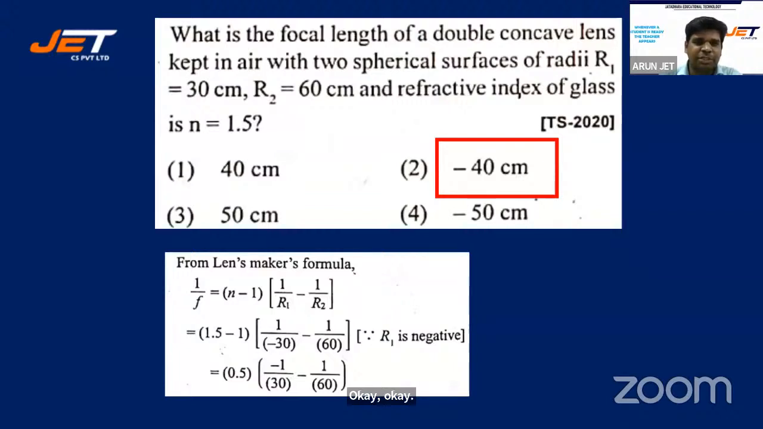And here's the solution. Lens maker's formula: 1 by f is equal to mu minus 1, or n minus 1, into 1 by R1 minus 1 by R2. Look at this. My incident ray is going from left to right. The first surface which I meet is R1, which is negative, minus 30. And R2 is positive, 60. He said it's a double concave lens, so R1 is negative, R2 is positive. And you'll get the solution as minus 40. All right.